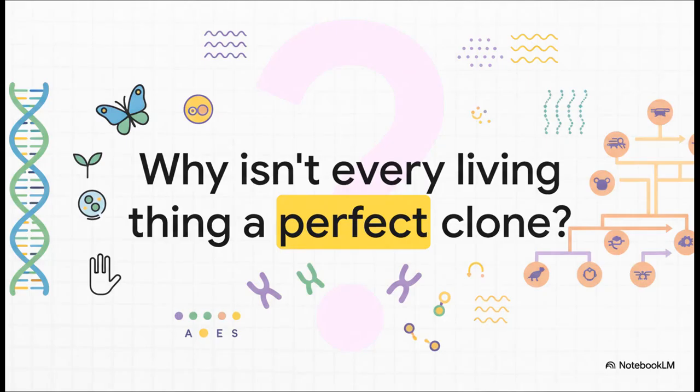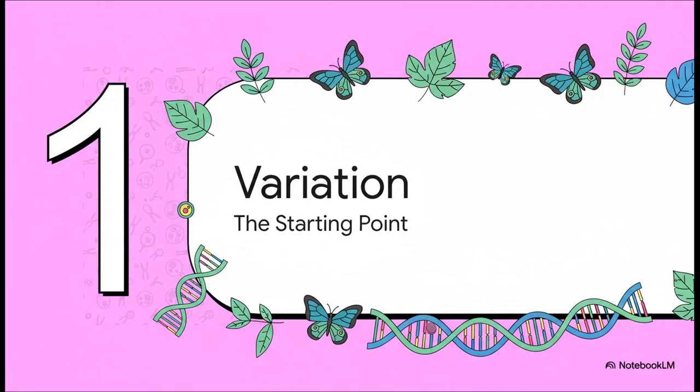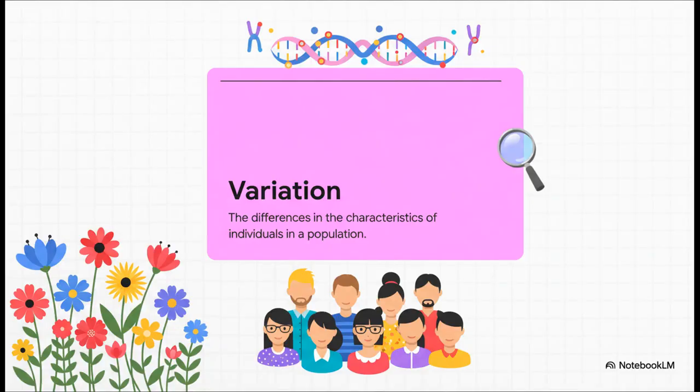So, to get us started, let's think about a massive, fundamental question that really drives this whole topic. Why isn't everything just a perfect copy of everything else? Why do we see all this incredible diversity of life on Earth? Well, the answer starts with one simple but super important concept: variation. Think of it like the clay that evolution gets to sculpt with. Without it, nothing changes.